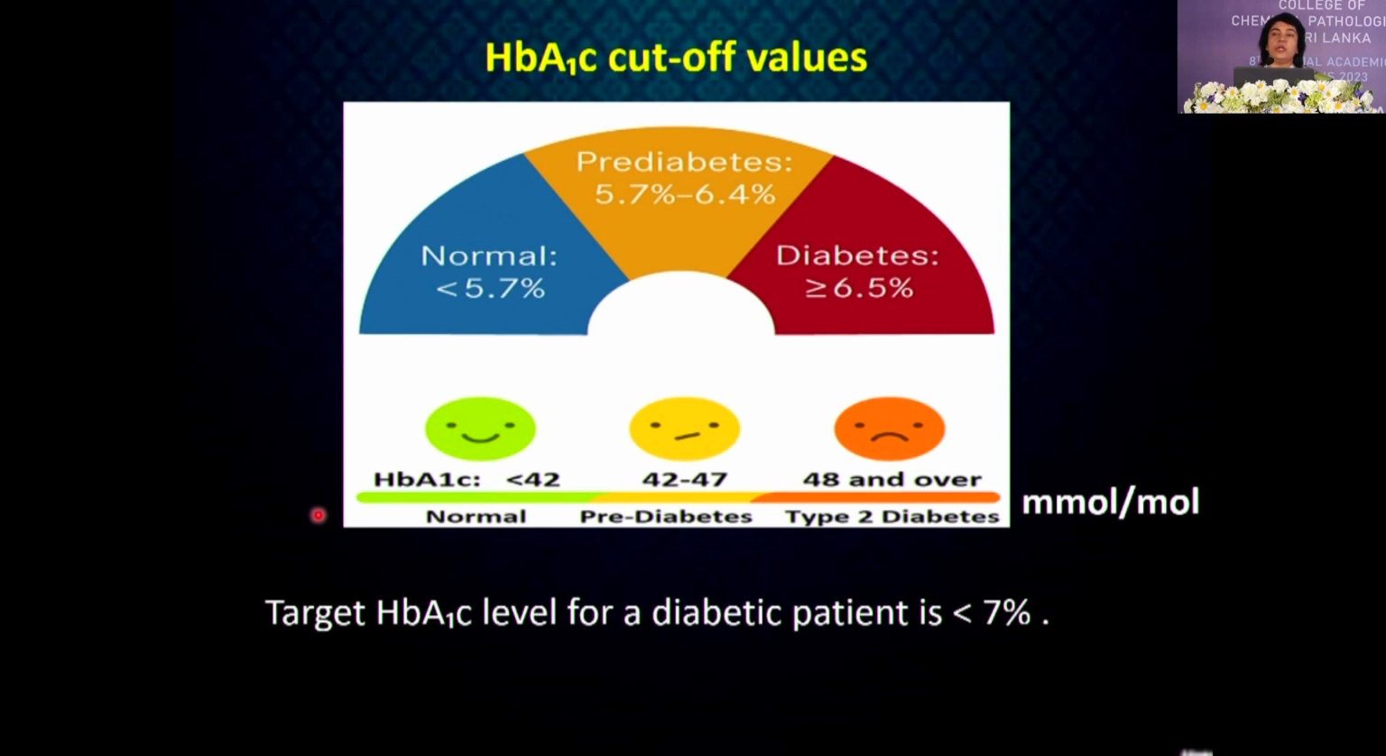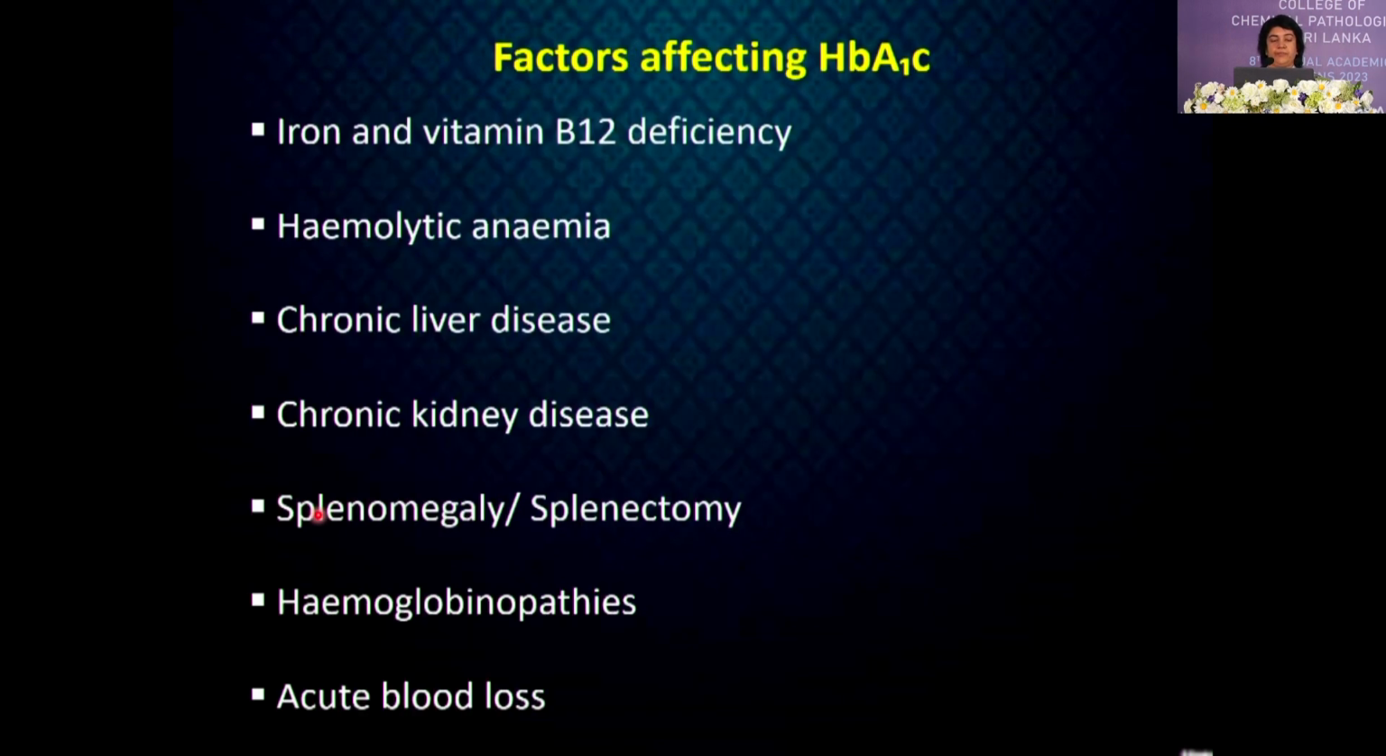I am sure you all know these cutoff values. The HbA1c can be reported in percentage as well as in millimole per mole. Less than 5.7 percent or less than 42 millimole per mole indicates normal, and more than 6.5 percent or 48 millimole per mole indicates diabetes. The target HbA1c level for a diabetic patient is less than 7 percent.